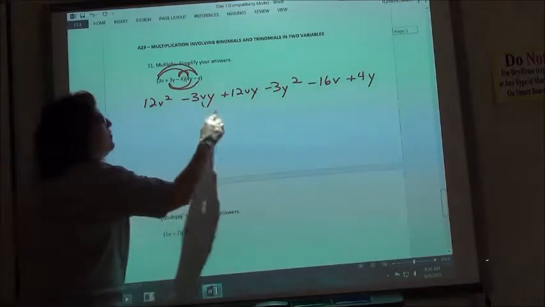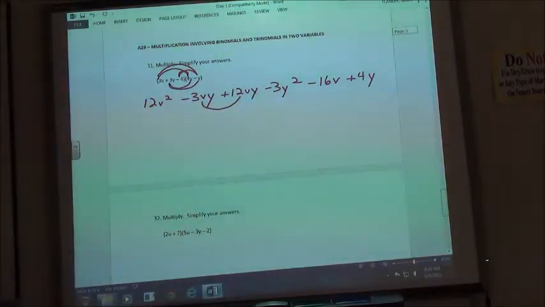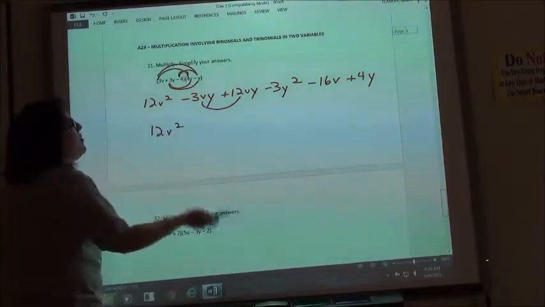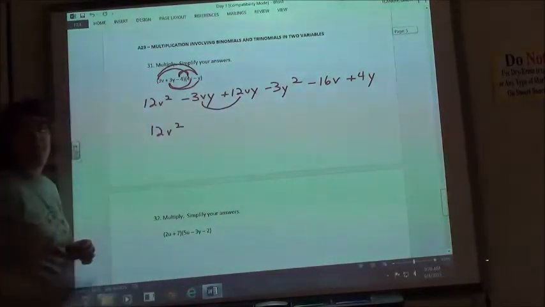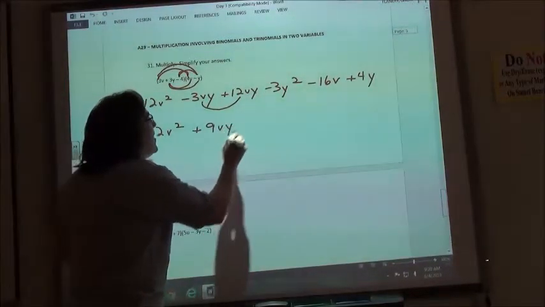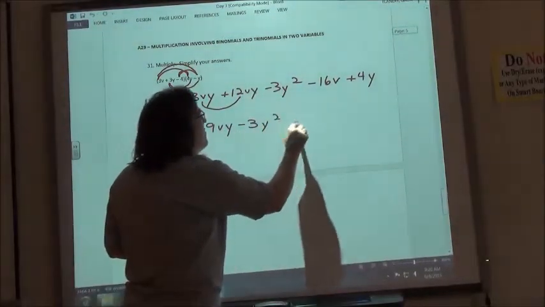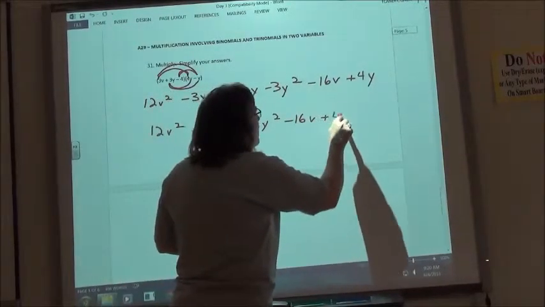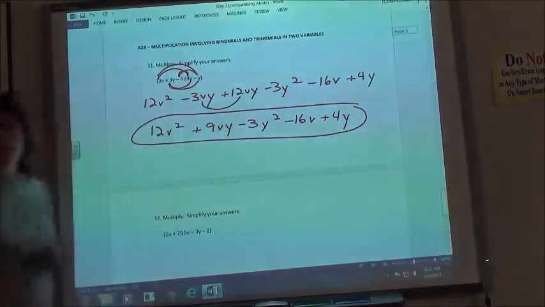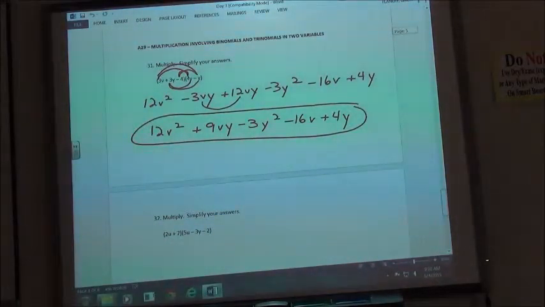Looking for any like terms, here we have a pair of like terms. Now in the ALEKS program, they're going to rearrange it and put it in descending order. You don't really have to worry about doing that unless you really want to. So I would probably just leave it in the order it is. 12v squared, negative 3 plus 12 would give me positive 9vy minus 3y squared minus 16v plus 4y. All of that gets to go in for your answer since you don't have any other like terms to come up.